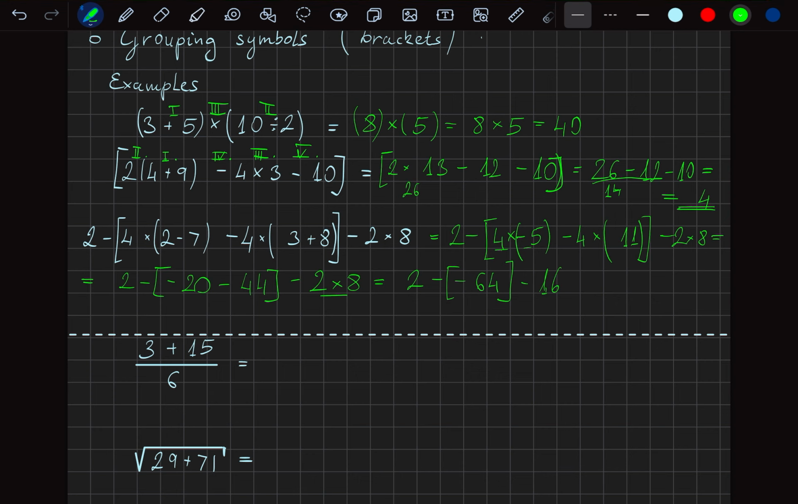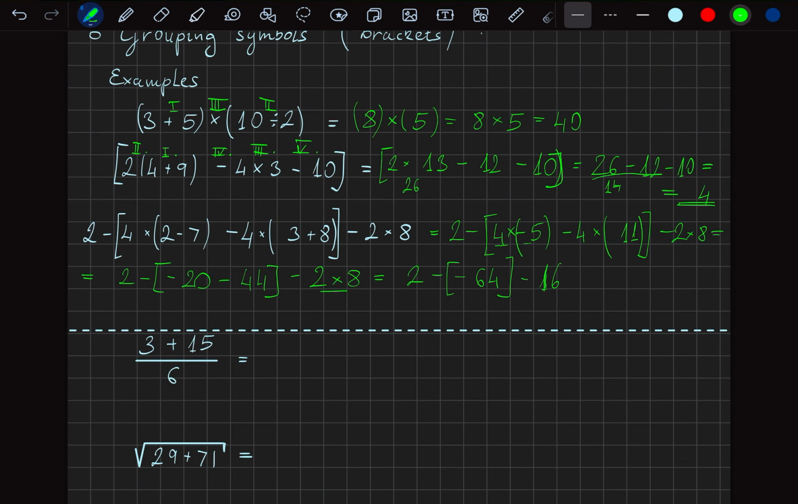So equal. Yep, basically this can be like this. Okay, this bracket can be a normal bracket. So 2 minus, it's plus, 2 plus 64 minus 16. It's 50. 66 minus 16, it's 50. Okay, and that's all.